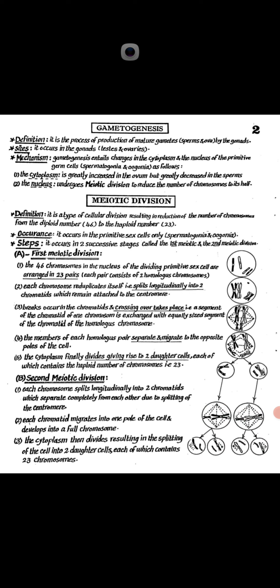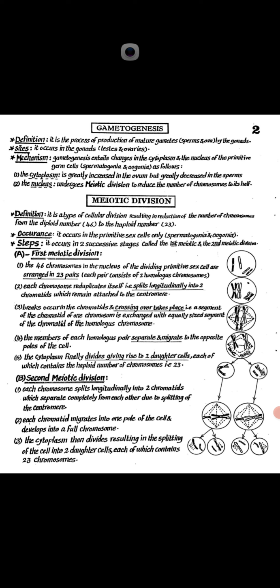In the third step, the chromatids separate in the region of the centromere. Breaks occur in the chromatids and crossing over takes place. A segment of the chromatid of one chromosome is exchanged with an equally sized segment of the chromatid of the homologous chromosome. This is known as crossing over, and due to this crossing over in generation, mutation occurs.